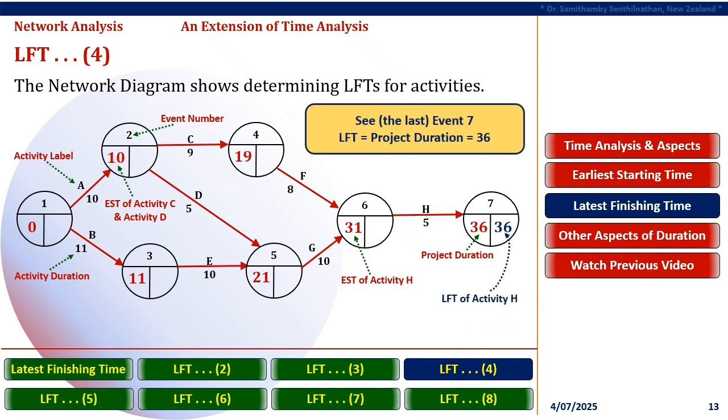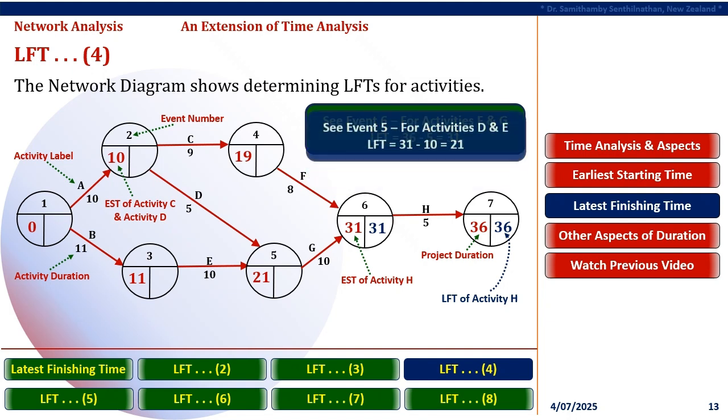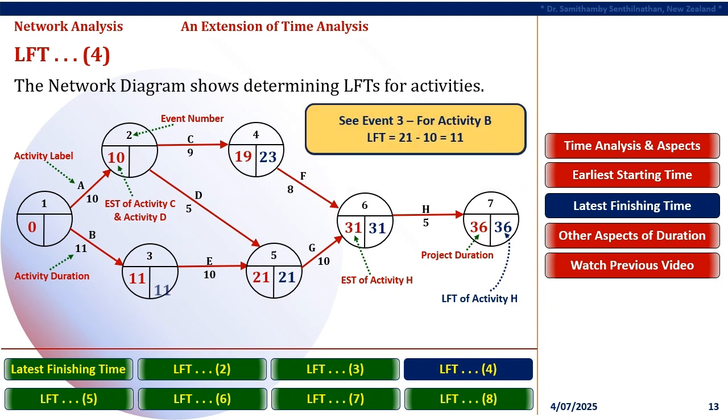A similar approach must be applied while passing backward towards Event 1 from Events 2 and 3, in consideration of activities A and B respectively. For activity A, its duration of 10 months is subtracted from the LFT of 14 months in Event 2, and this results in 14 minus 10 equals 4 months. For activity B, its duration of 11 months is subtracted from the LFT of 11 months in Event 3, and this results in 11 minus 11 equals 0 months.